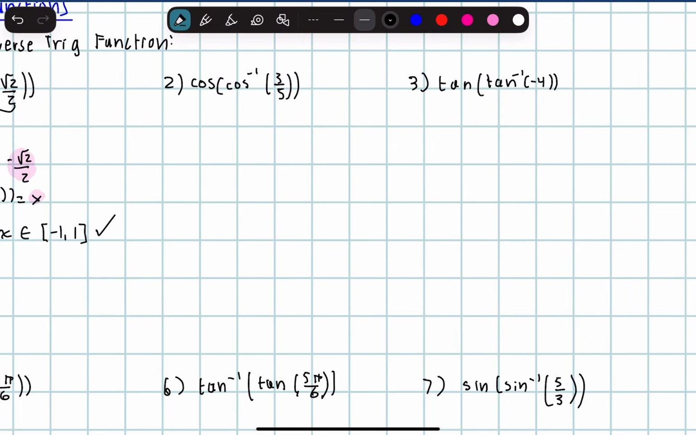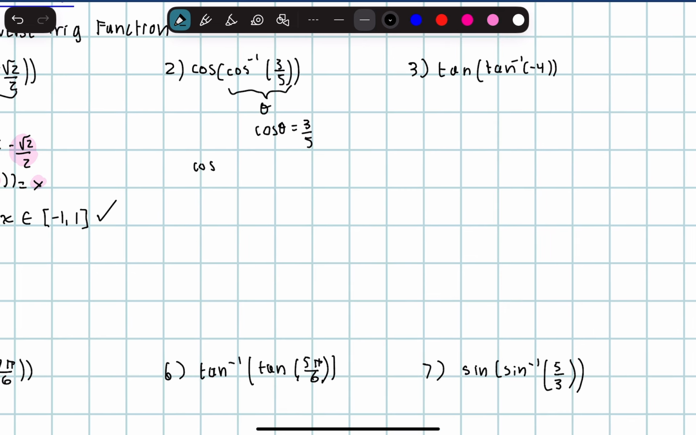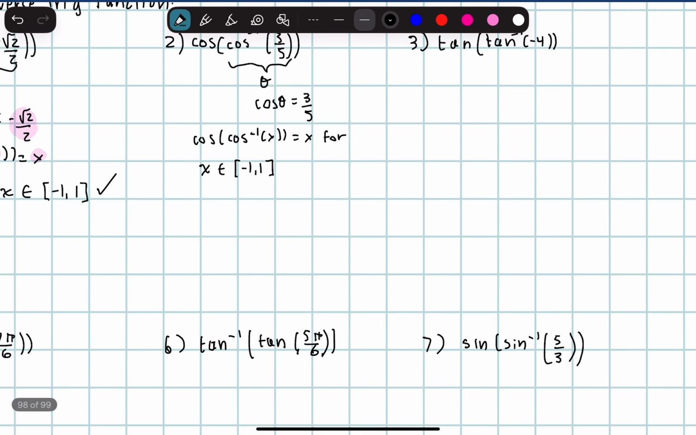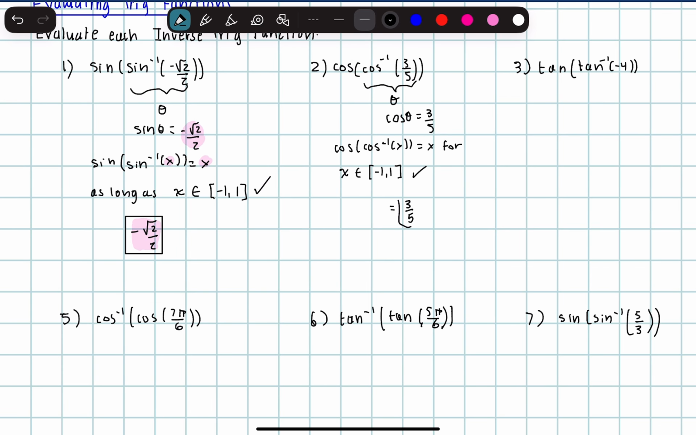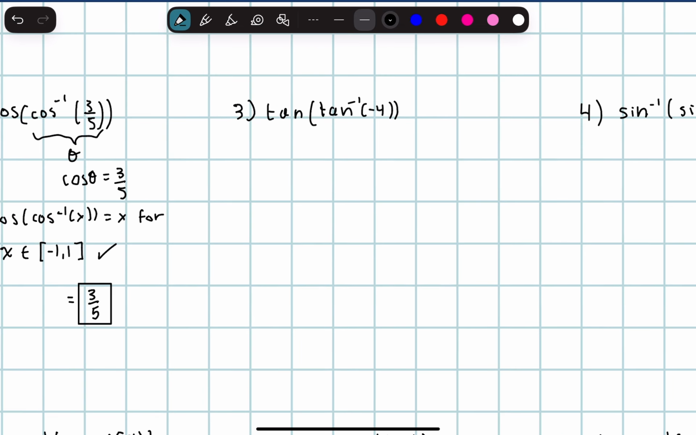Okay, so we're going to make the inside equal to theta again. So then we rewrite that as cosine of theta is equal to 3 over 5. So now we can rewrite this as cosine of cosine inverse of x, and that's going to equal x when x is in negative 1 to 1. So that means that, and it is, so it's just equal to 3 over 5. That's the simplified expression. Now let's move on to 3.